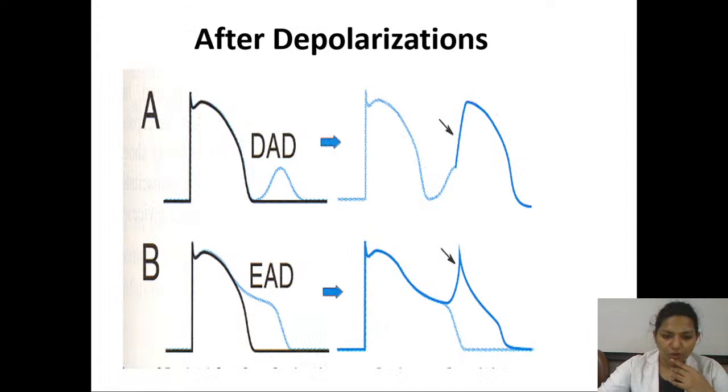If you have a look at this diagram, you can see that phase 3 has completed. Because of calcium influx, this threshold level is achieved, and after this, there is a depolarization. This depolarization is known as delayed afterdepolarization. Okay.